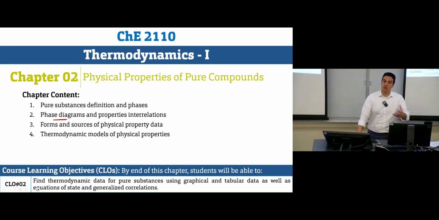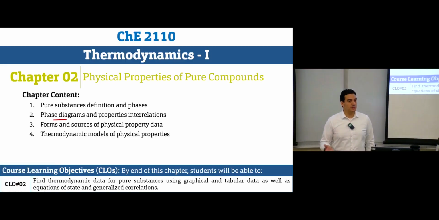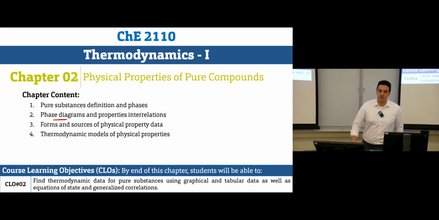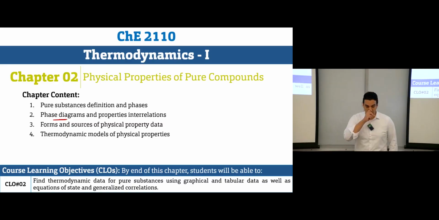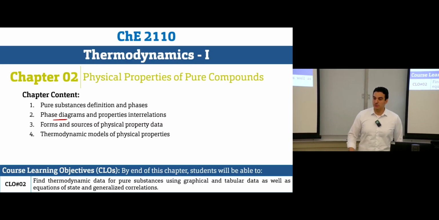And we said we can have 2-dimensional diagrams. We can have 3-dimensional diagrams. We showed a sample of each one of them. Then we start to know, okay, what if we need to know the properties that we have? So we started with explaining the steam tables last lecture.